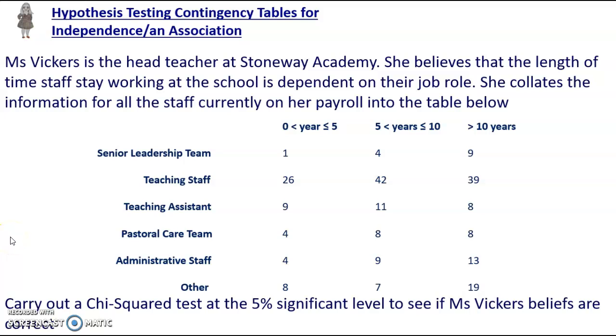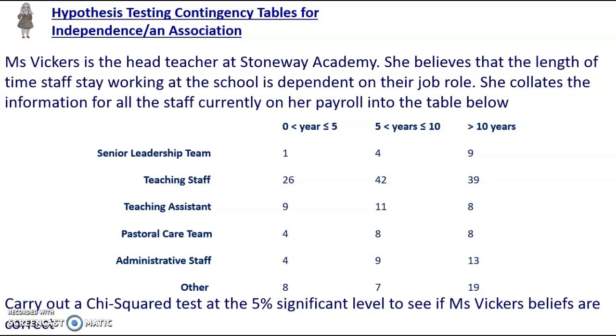So in this example for hypothesis testing on contingency tables for association or independence, we're going to look at what happens if we get expected values that are less than 5. The example we've got here is Miss Vickers, the head teacher of Stoneway Academy. She believes that the length of time staff are working at the school is dependent on their job role.